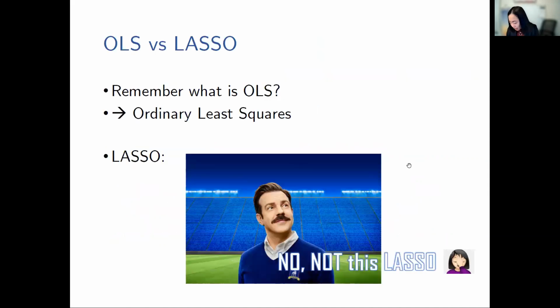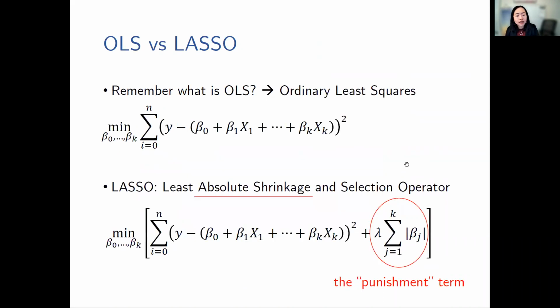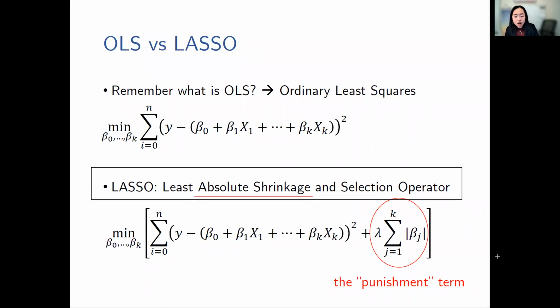So remember what OLS is? OLS is ordinary least squares, and LASSO has a similar name. Not the one on the TV show that you watch, but it's actually called least absolute shrinkage and selection operator. This is the longer name. Ordinary least squares has the word least, and LASSO also has the word least. Least means that you are trying to minimize something.